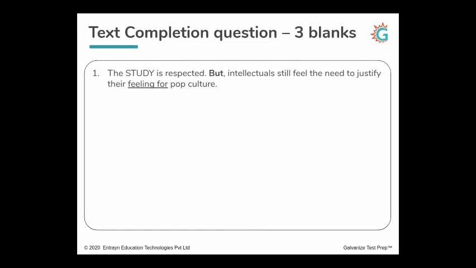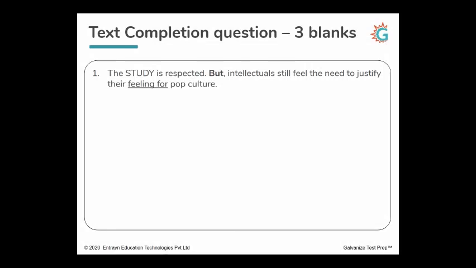You need not solve the blanks in the given order. This is the next tip I'm going to give. Be it a text completion question with 2 blanks, 3 blanks, you need not solve the blanks in the given order. But how do I know which blank to solve? We'll teach you that at Galvanize. We have tricks for it, we have strategies for it. We do that at Galvanize.